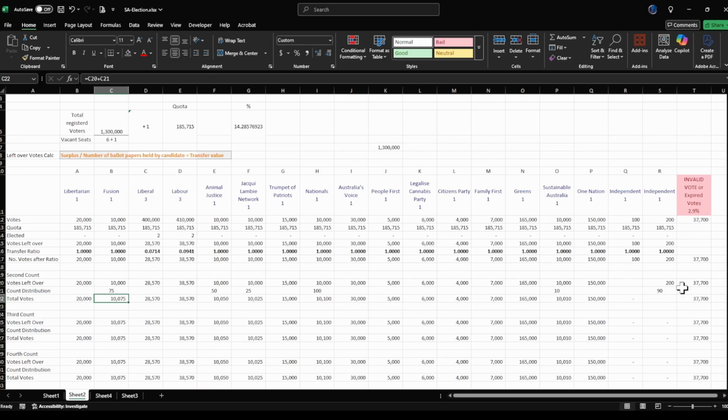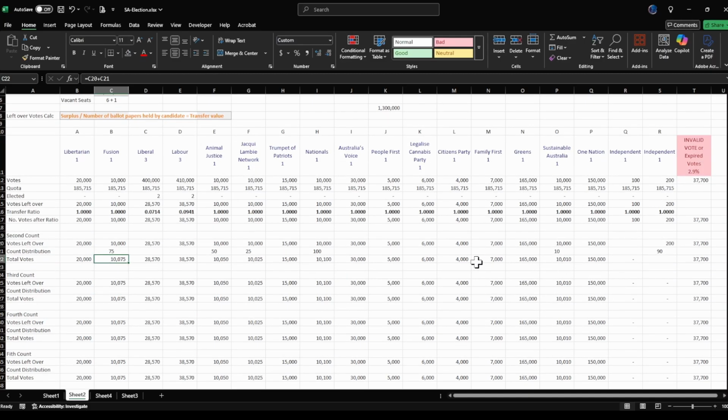So now that the two independents have been eliminated, we still don't have anybody who has enough to make quota for the 5th seat or the 6th seat. So what they do is they start going along and look at which one has the next lowest number of votes. In this case, if we go along the line, it looks like we will be receiving 4,000 votes. That seems to be the next lowest number. So the Citizen Party is then taken out of the situation. And my phone's going off, so I apologise for that.